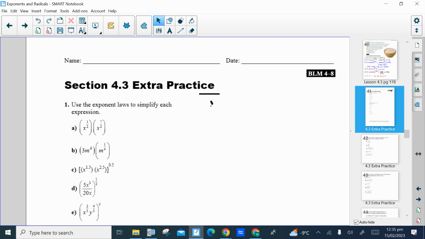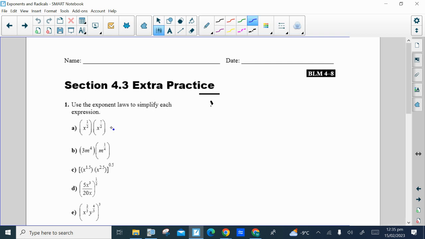Question A. You're multiplying powers with the same base. The law says that you add the exponents and keep the base the same. So that's what we do. We'll have x to the 1/2 plus 7/2. And in this case, we have a common denominator. So we can add the top numbers together. And remember, once you have a common denominator, you're either adding or subtracting the top numbers, but the denominator stays the same.